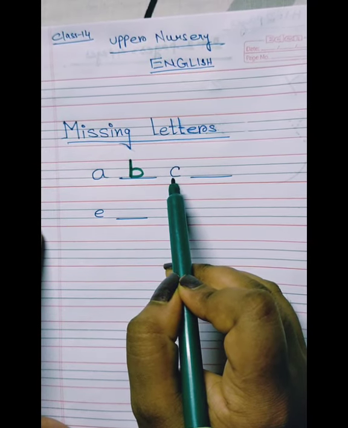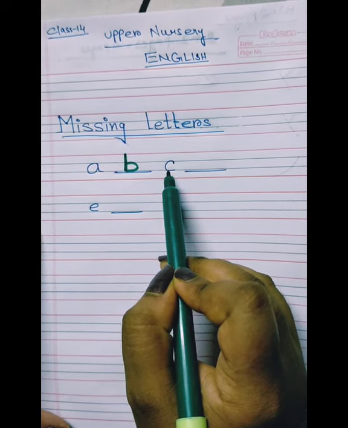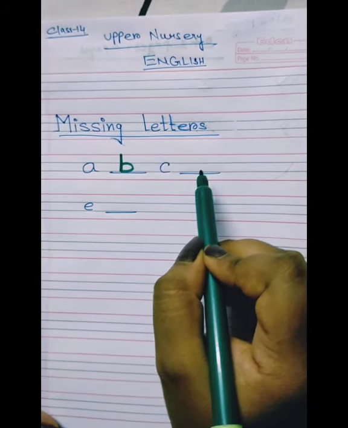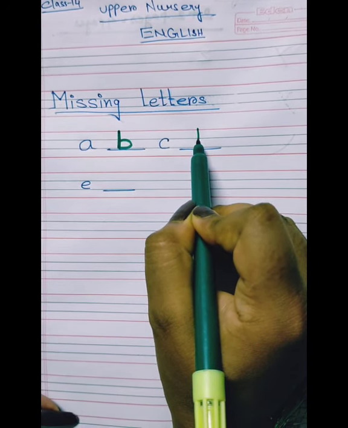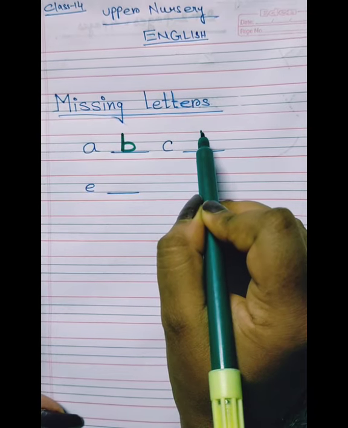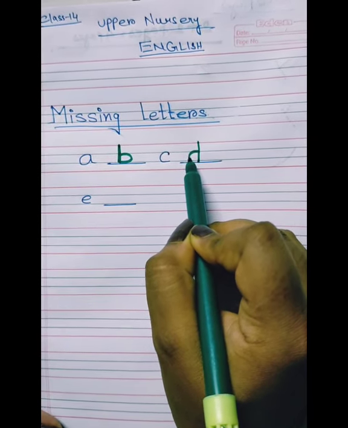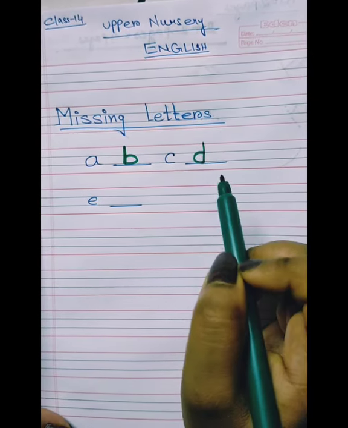Then what is this? C. Yes, this is C. So, after C, what comes? Which alphabet, children? D. Yes, D. How to write D? Make a standing line, then an opposite side curve, anti-clockwise way.